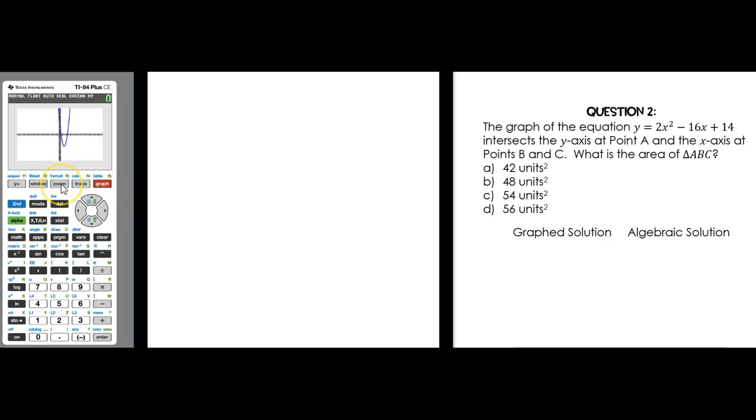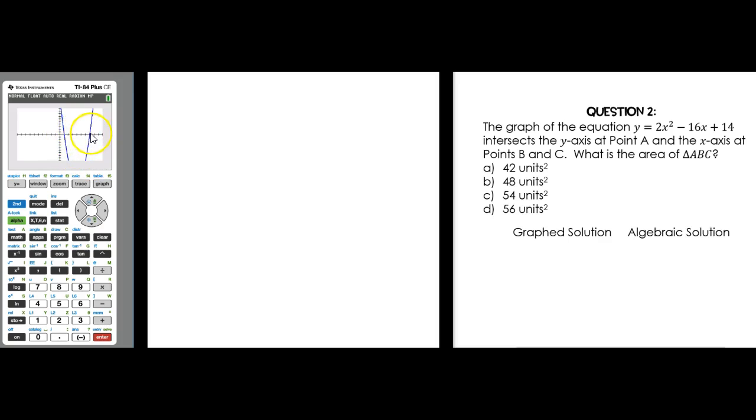Now my calculator is zoomed out. If you need to zoom out on your calculator, click zoom and then go to choice 3, zoom out. I'm not going to zoom out any further because I'm already zoomed out quite a bit. If you're zoomed out too much and you want to zoom in a little bit more, you could choose choice 6, zoom standard, and that'll bring you in a little bit closer.